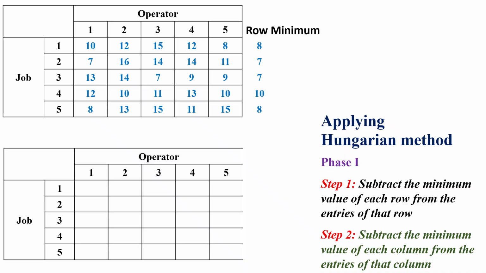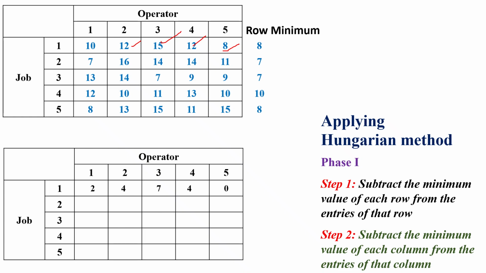For the first row, subtract 8 from all the elements. Then the first row will become 10 minus 8, which is equal to 2. 12 minus 8, which is equal to 4. And 15 minus 8, which is equal to 7. 12 minus 8 equal to 4. 8 minus 8, which is equal to 0.